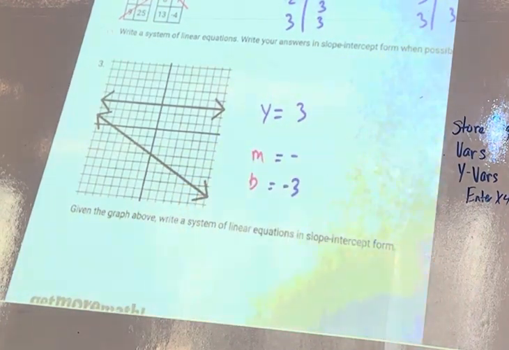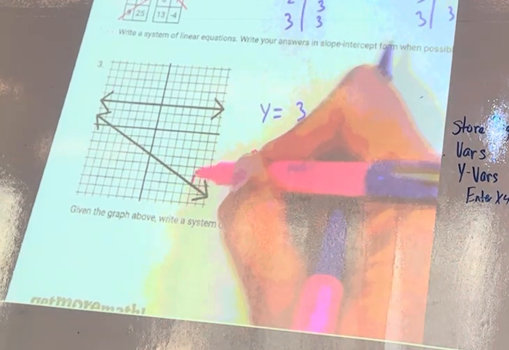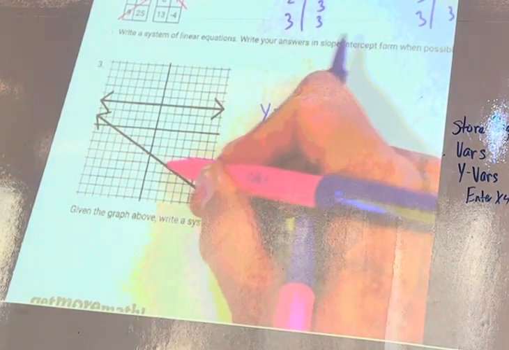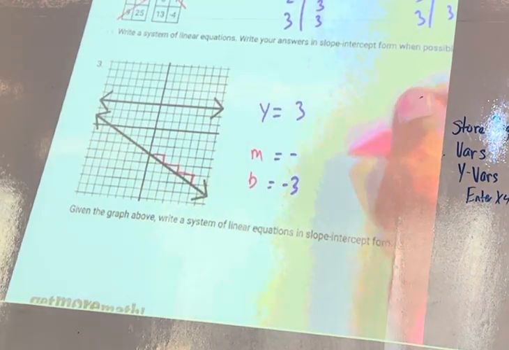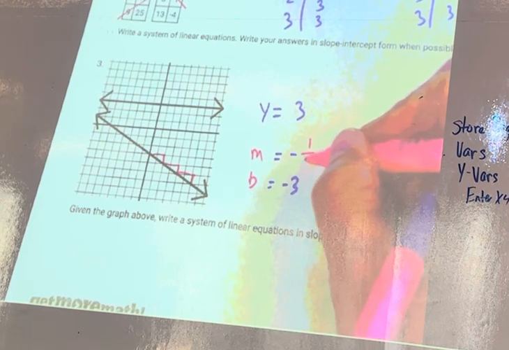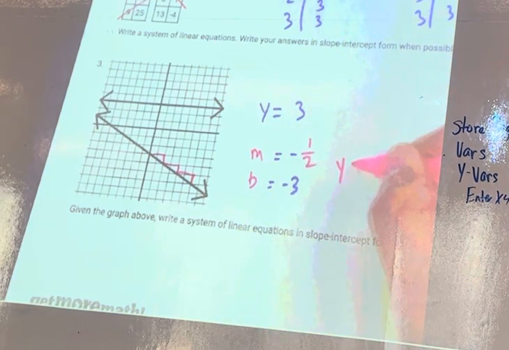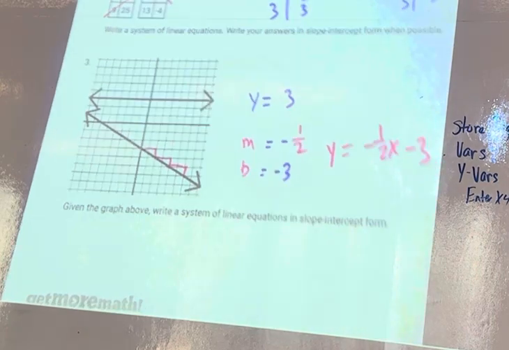Then you're finding your slope. Your slope is rise over run, so you're just making a staircase. So you're going up and over. Up 1 and over how many? 2. So how many did we rise? 1 over 2. So y equals negative 1/2 x minus 3.